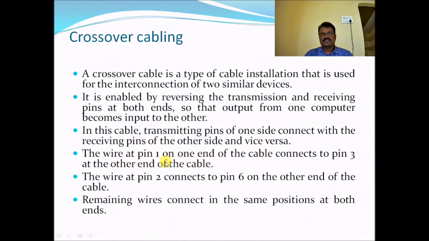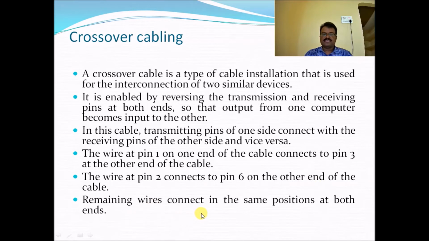It goes like this. The wire at pin 1 on one end of the cable connects to pin 3 at the other end of the cable. So this is the transmitting, and here it is receiving. The wire at pin 2 connects to pin 6 on the other end of the cable. So pin 2 is used for transmitting at one end, whereas we are connecting this pin 2 to pin 6 on the other end, that's receiving it.